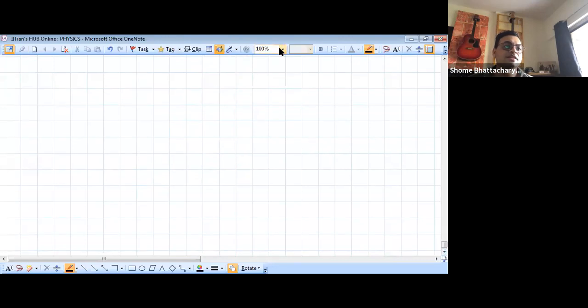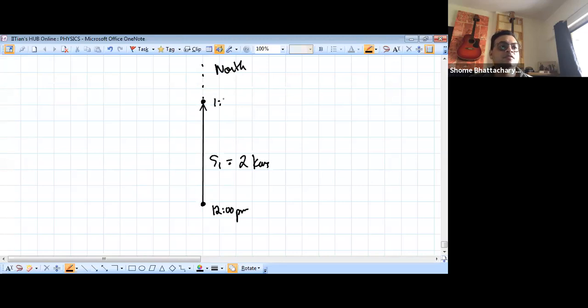So now in the same diagram, we'll understand what he does first. He is making a displacement of 2 kilometers northwards. So you would have gone north. S1 is 2 kilometers towards north. So that means this is where he was at 12 noon, and this is where he ends up after making that displacement at 1 p.m. And thereafter he does what? He turns towards west. But he goes only 1.5 kilometers.